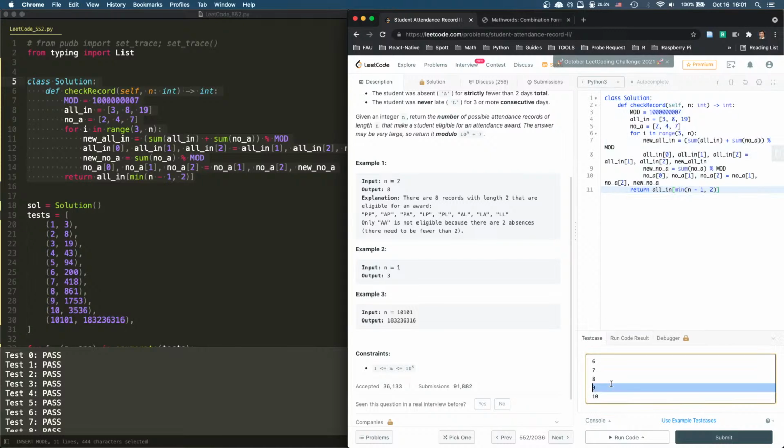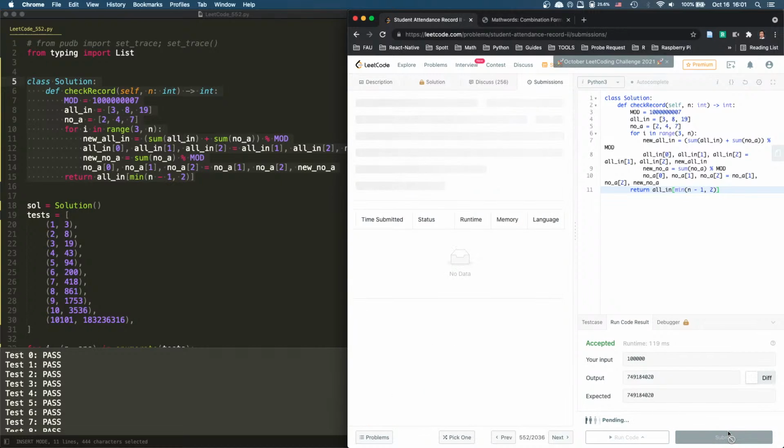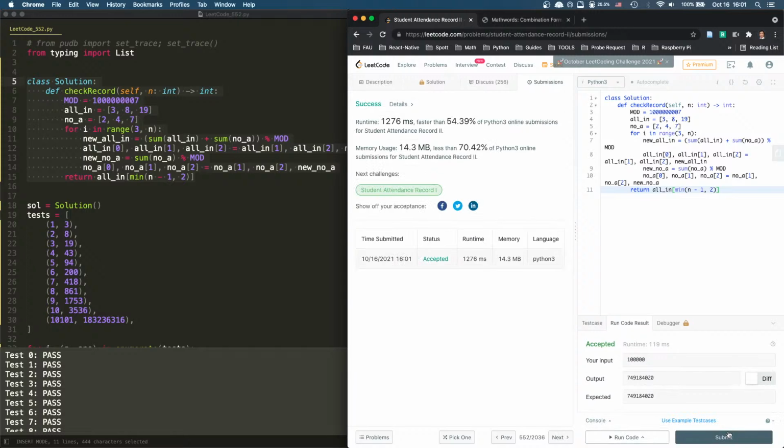We run one more test case, one more random one. So 10,000, 1, 2, 3, 4, 5. 10,000, see how fast it goes. Yep. Submit. Come on. Show me the green. Show me the green. I got the green. Oh my god. We got this.